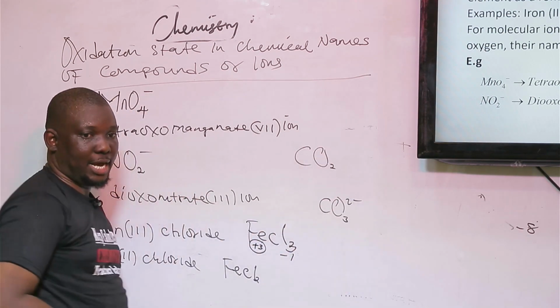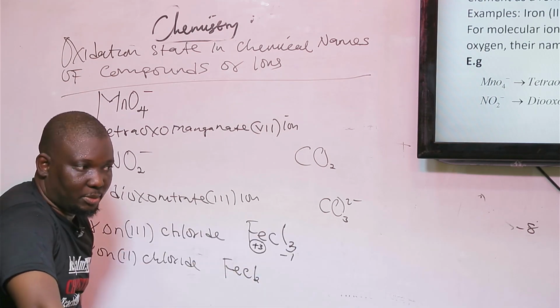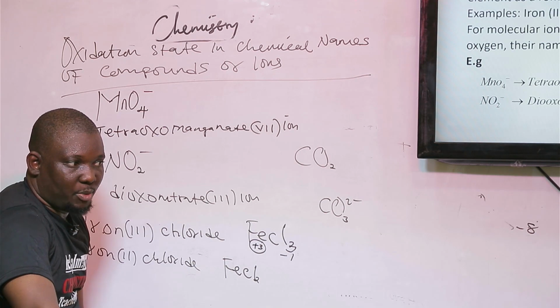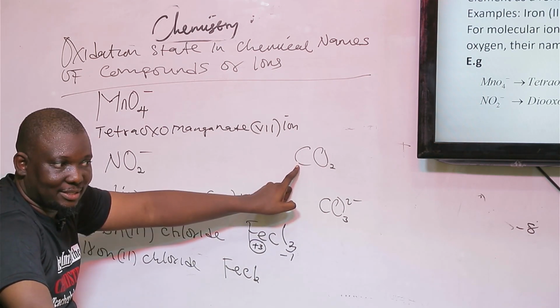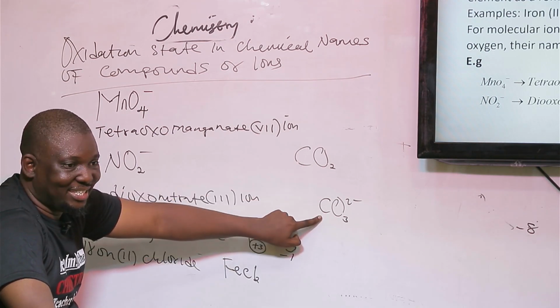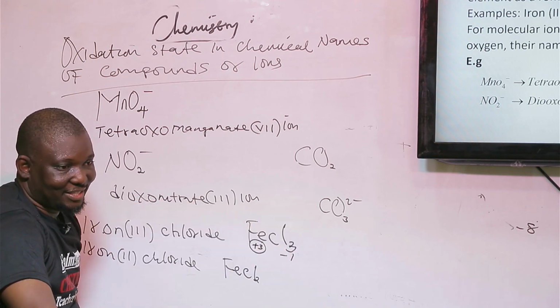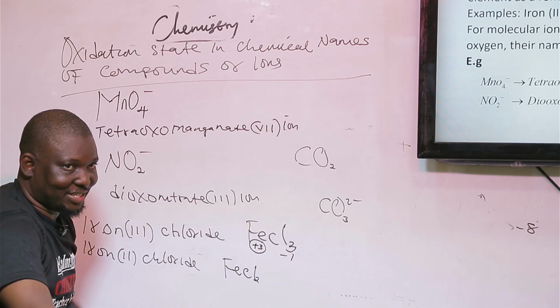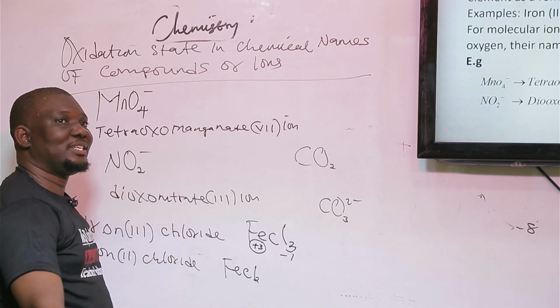Just like the way you name CO2 and CO3 2 minus. Which one is a molecular ion here? CO3 2 minus. So it means the carbon there will end in -ate. The carbon in CO2 cannot end in -ate. This is going to be carbon(IV) oxide. But this one is going to be trioxocarbonate(IV) ion. Are you with me? So that's a basic part you must know.